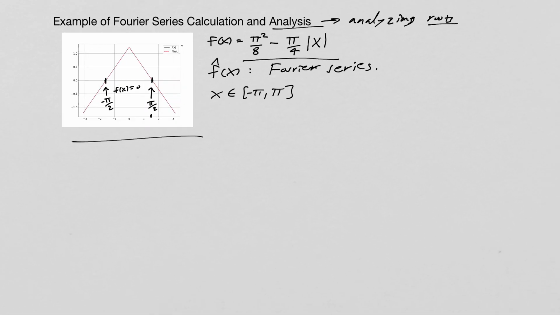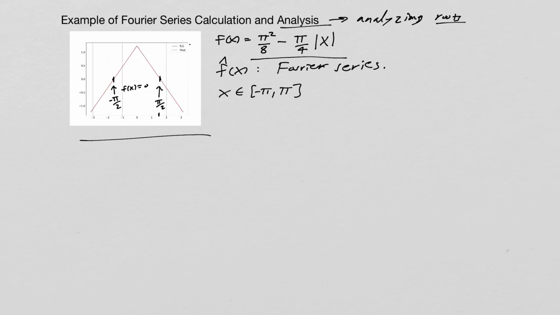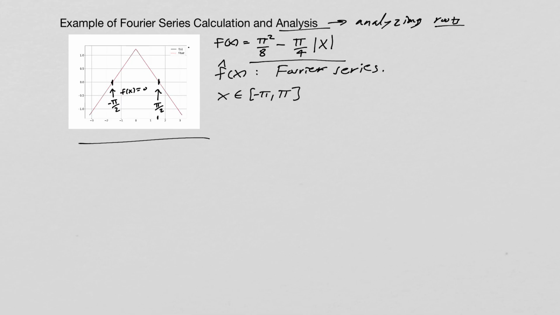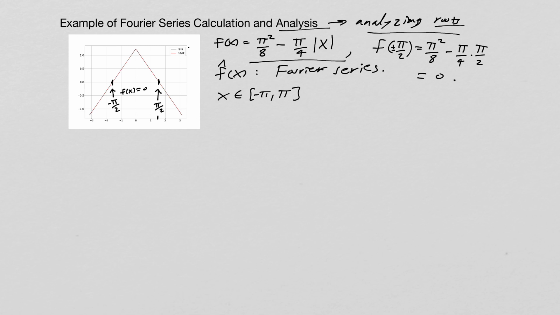Okay, so if this is our example, let's actually look at those roots very quickly. If I put pi over 2, plus or minus pi over 2, in there, of course I'm going to get pi squared over 8 minus pi over 4 times pi over 2 coming out of it, which of course is going to equal 0. So yeah, that's exactly what happens.